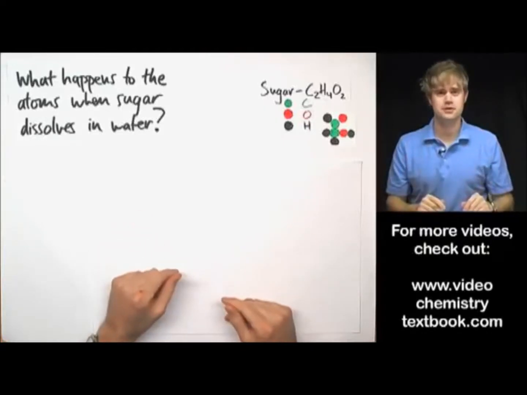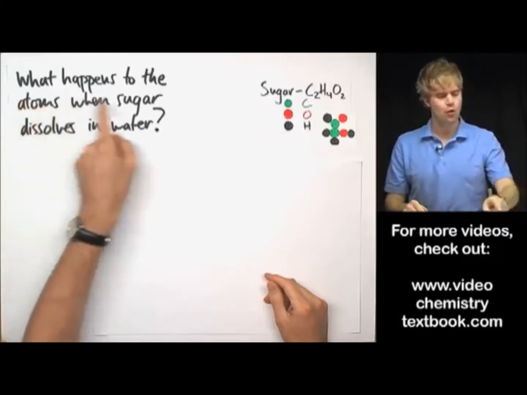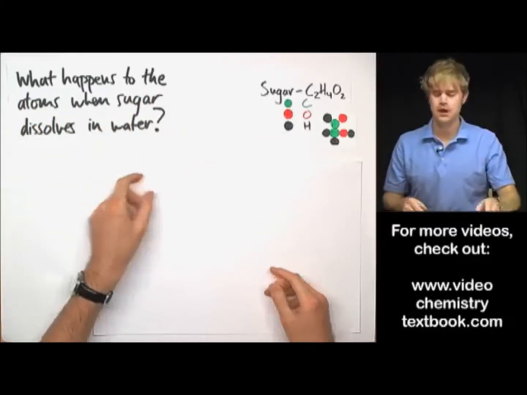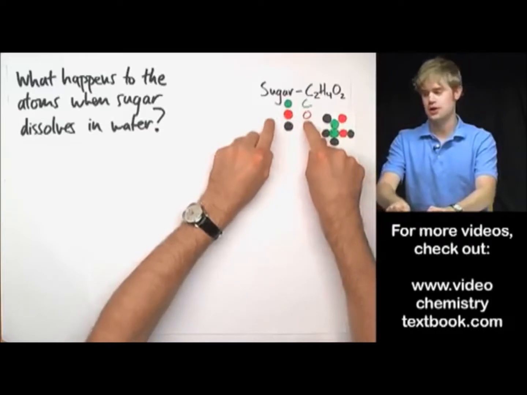So many people make this mistake, and now you never will. So here's a question. What happens to the atoms when sugar dissolves in water? Here's what a molecule of sugar looks like. It's got 2 carbons, 4 hydrogens, and 2 oxygen atoms.